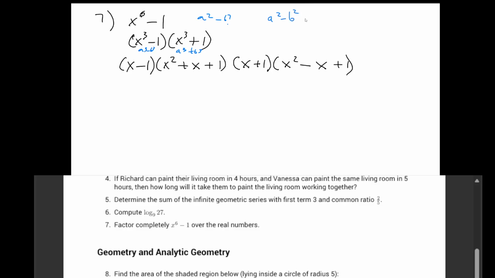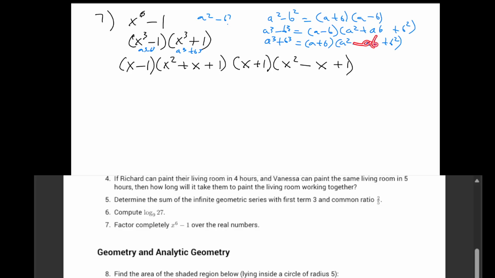We used this already in a previous problem. That's just a plus b times a minus b. A cubed minus b cubed is just a minus b times a squared plus ab plus b squared, and then a cubed plus b cubed equals a plus b times a squared minus ab plus b squared. The minus ab is one thing that people mess up the most, right? It's minus ab, and then this one's plus ab. This one's easier to remember than this one, but yeah.